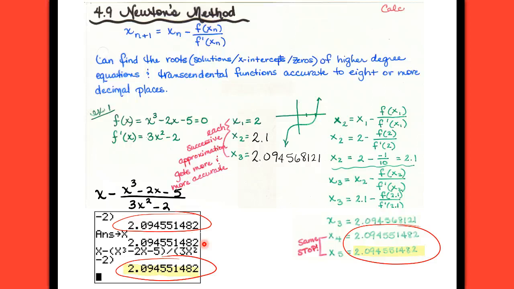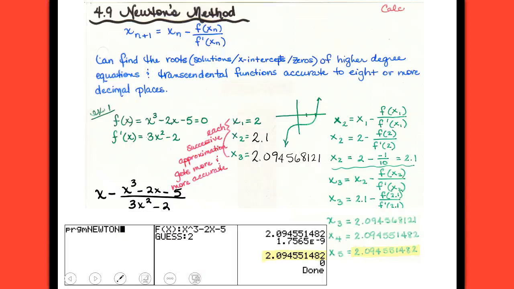Okay, so if I want to run that Newton's program, all right, I'm going to choose from my programs Newton and hit enter, and it's going to say, what is f of x? That is your original function. That's not the crazy thing where you did the x minus the original divided by the derivative. It's just the original function that we started with. So in this problem, we had started with x to the third minus 2x minus 5, right?